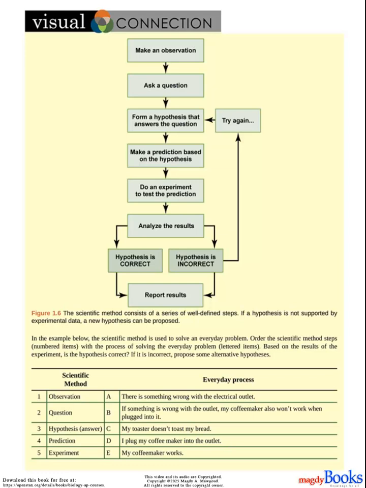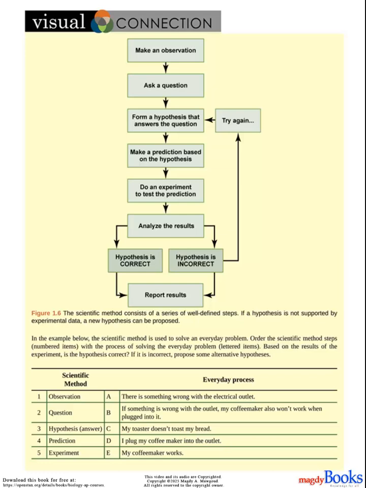Visual connection. Make an observation. Ask a question. Form a hypothesis that answers the question. Make a prediction based on the hypothesis. Do an experiment to test the prediction. Analyze the results. Hypothesis is incorrect: try again. Hypothesis is correct: report results. Figure 1.6. The scientific method consists of a series of well-defined steps.